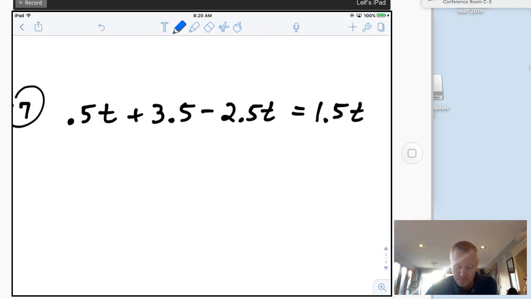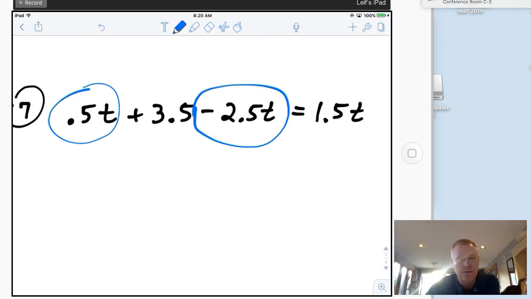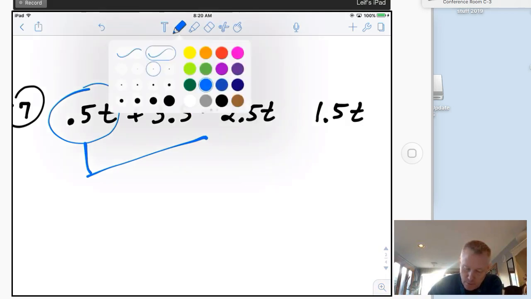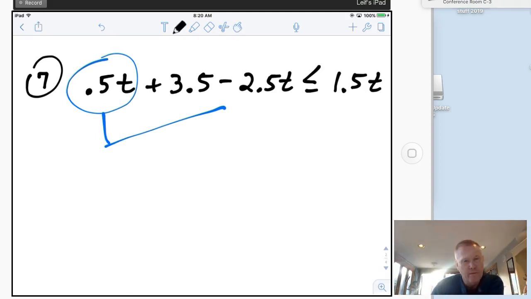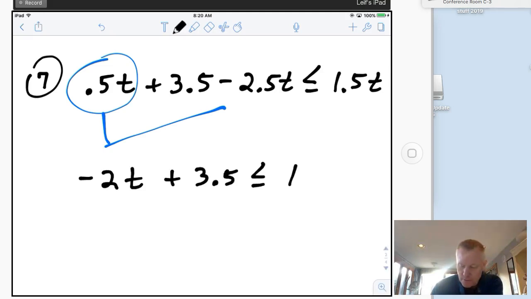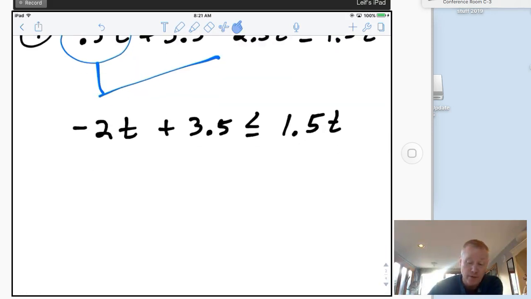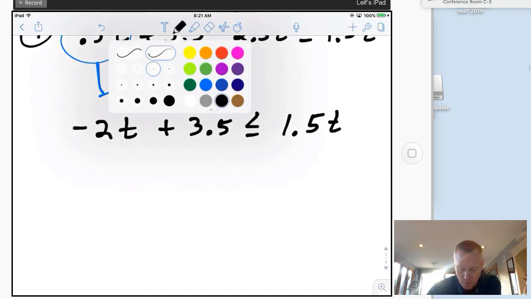Okay, so next, I can combine like terms. Once again, remember that subtraction sign sticks to that 2.5t, all right, not to the 3.5. So when I combine these two, once again, I made a mistake on the sign here. It should be that. Okay. 0.5 minus 2.5 is negative 2t plus 3.5. It's less than or equal to 1.5t. All right, this ain't so bad. It's just decimals, and then 0.5s, which really is an easy decimal to work with.